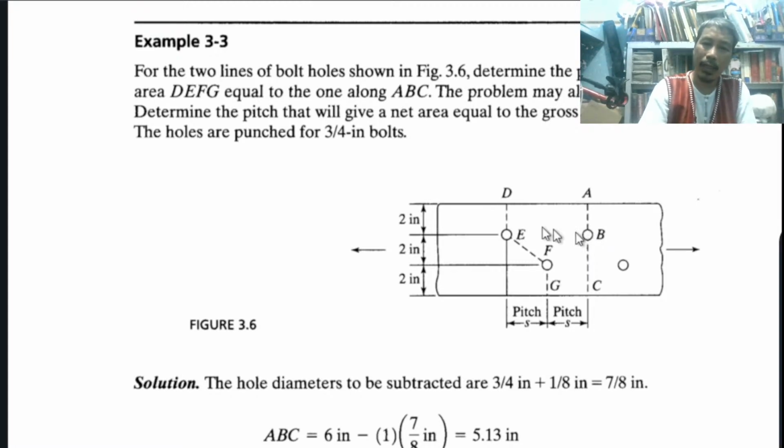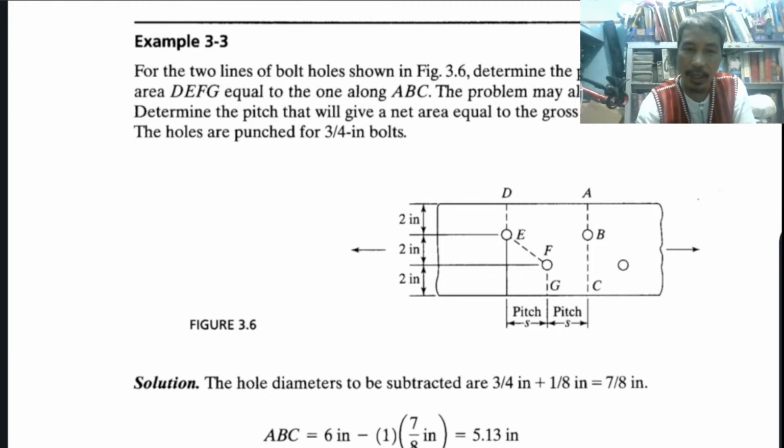What about this path? There are 2 holes now. So therefore, DEFG is also 6 inches because 2 plus 2 plus 2 is 6 inches. That is the cross. Minus 2, there are 2 holes, minus 2 times the diameter of 1 hole. But we need to add S squared over 4G.